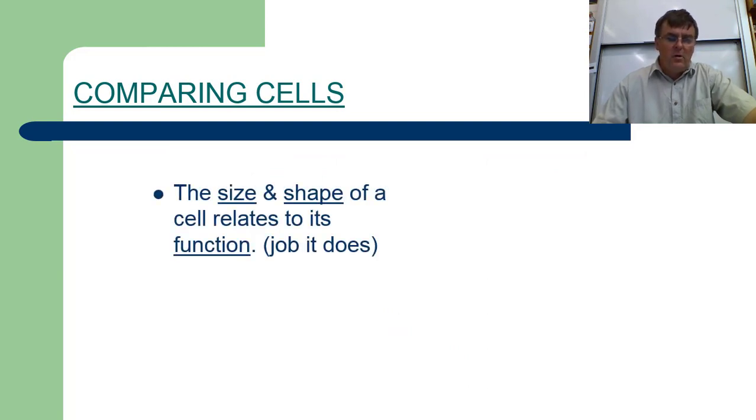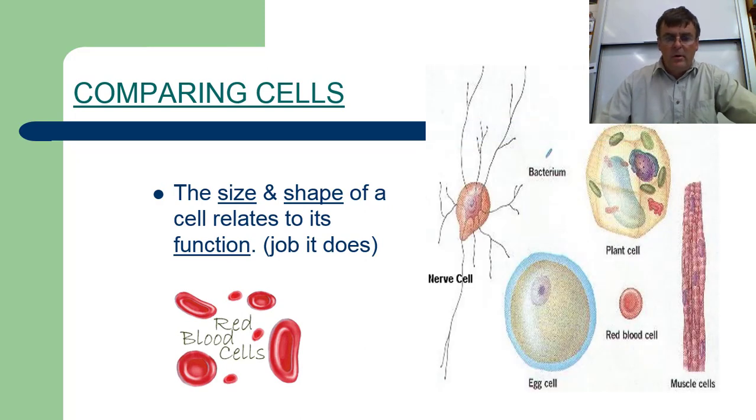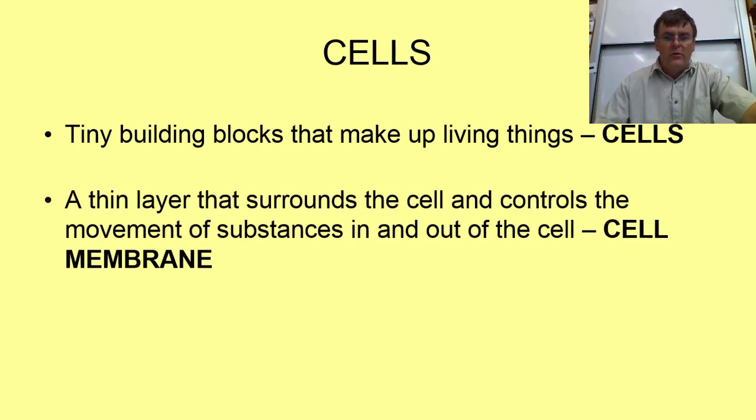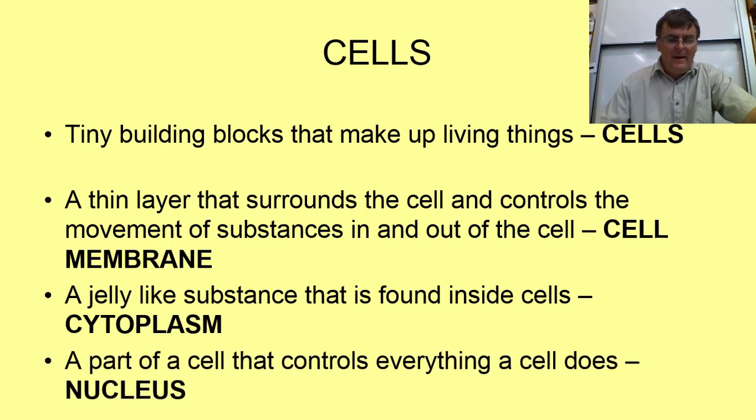So, size and shape depends on what a cell does. Red blood cells, nerve cells, bacteria, plant cells, they've all got different jobs, and the shape of the cell relates to the job it does. Once again, the tiny building blocks that make up living things. Can't stress that enough. So what have they got? All cells have a cell membrane. It's sort of a plastic bag around the outside that controls what goes in and out. It's got this goop inside called cytoplasm. And it's got a control centre, the nucleus in the middle of the cell.